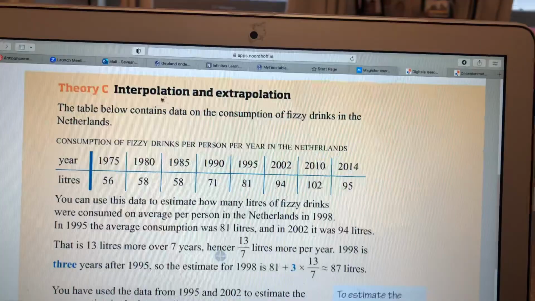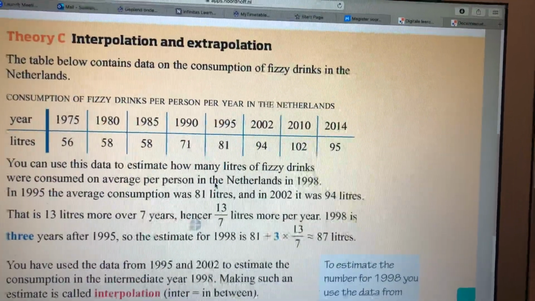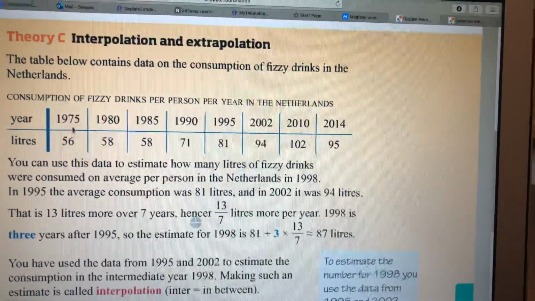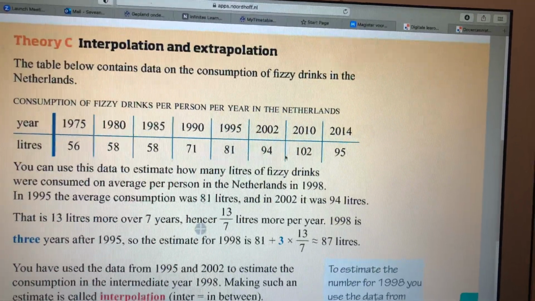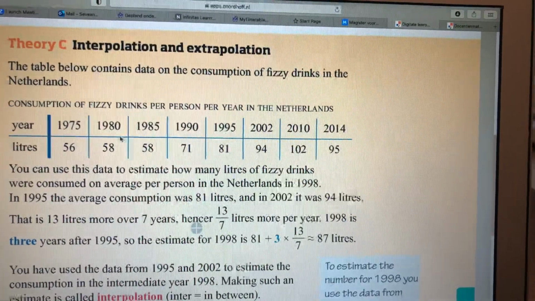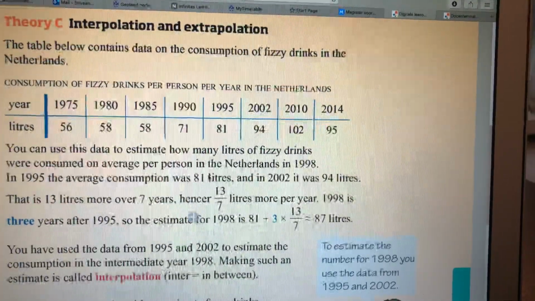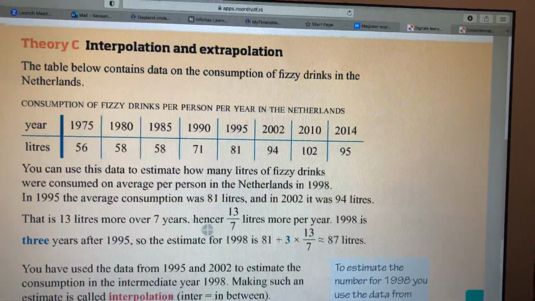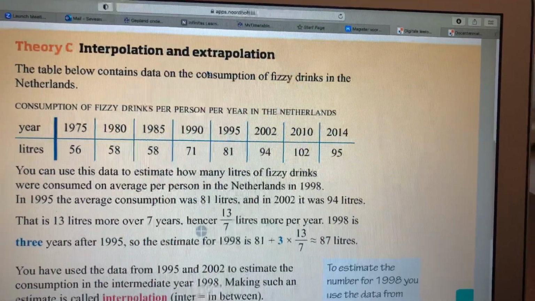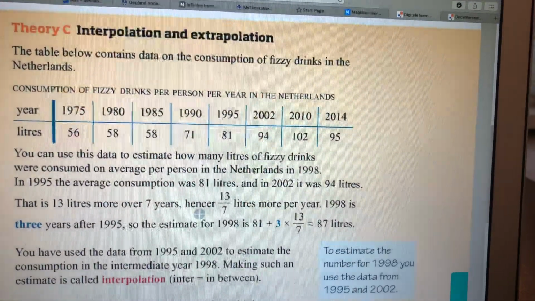Now, the interpolation is about finding out how much a person drank within a year between 1975 and 2014. So when I want to know 1998, that's the interpolation. When I want to know 1981, that's interpolation. The moment I want to know what happened before 1975 or after 2014, that's called extrapolation because you're working outside of the table.